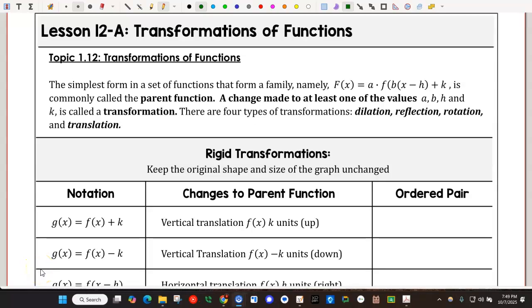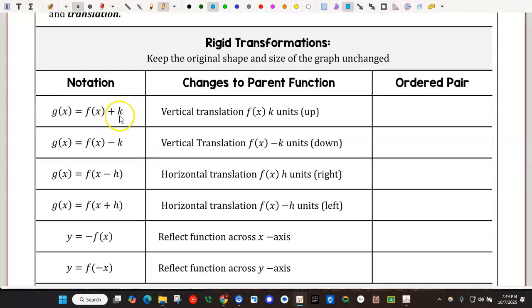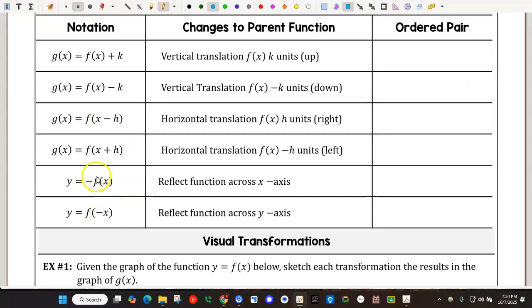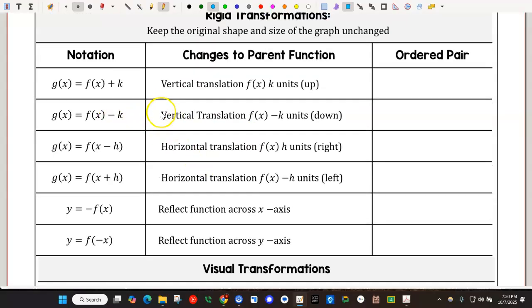This is lesson 12A, transformations of functions. Now we're going to revisit a little bit of our geometry and look at what happens to graphs if we change the value of the function by adding or subtracting outside of the function or inside the function, or adding negatives inside and outside the function. So you might have remembered these back in geometry. These are called transformations, right?